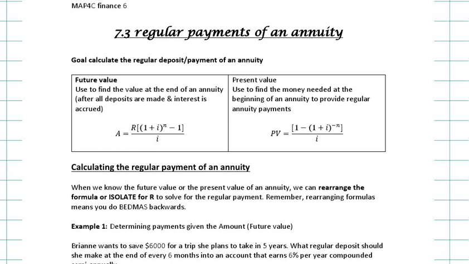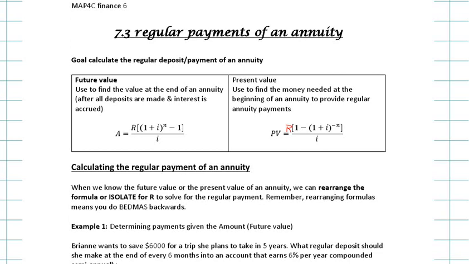Okay? So the future value, the formula for it is A equals R times (1 plus i to the power of n minus 1) over i. The present value formula, I'm missing an R here, is PV equals R times (1 minus (1 plus i) to the power of negative n) over i.